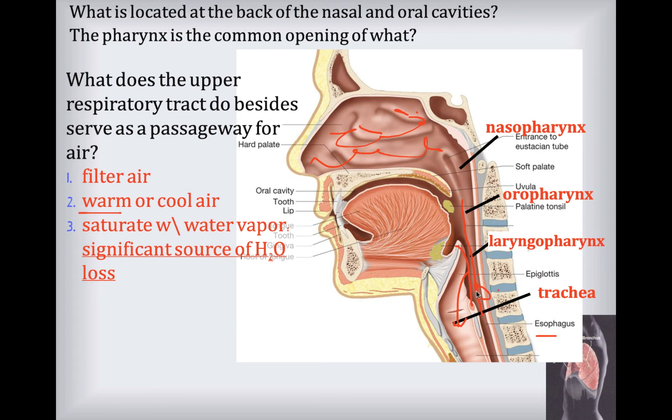And then the third thing you have to do is saturate the air with water vapor, 100% humidity. Now, in Greencastle, it's not unusual in the summer for us to be breathing in air that's 70, 80% saturated or even more. But if you're back in Tucson, it might only be 5 or 10% saturated. That's a lot of water vapor being taken from these cells to saturate it, and you can't recapture it. When you breathe out, that water is gone. So this represents a significant source of water loss.